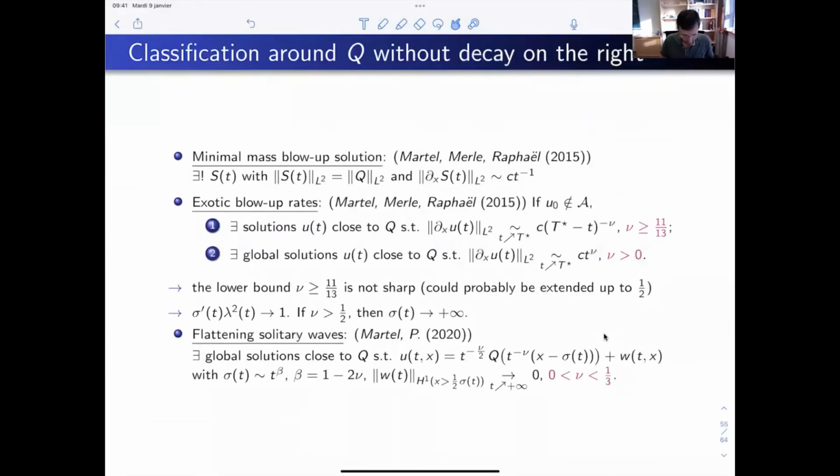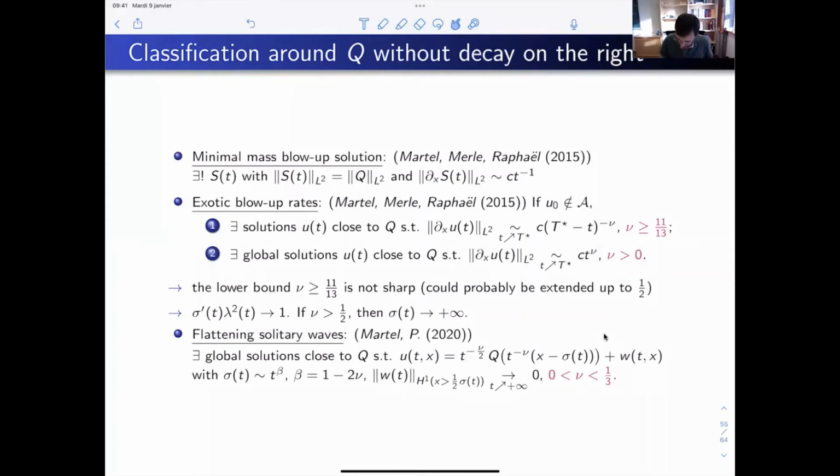But then the question was somehow: what is the best blow-up rate possible? You know that you cannot go self-critical, and at least you have an example which blows up with 11 over 13. So what is the best rate?